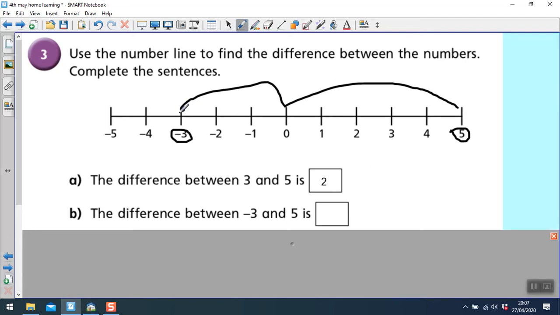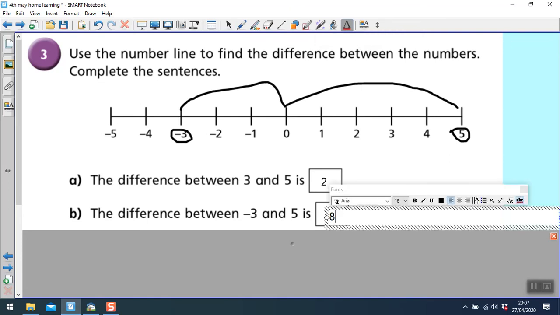So to get from -3 to 0, I've added on 3, so 3 jumps. And then to go from 0 to 5, I add on 5, it's 5 jumps. So altogether, it's 8 jumps.